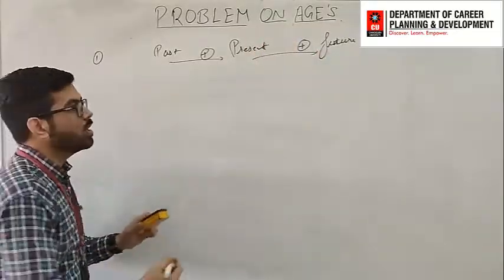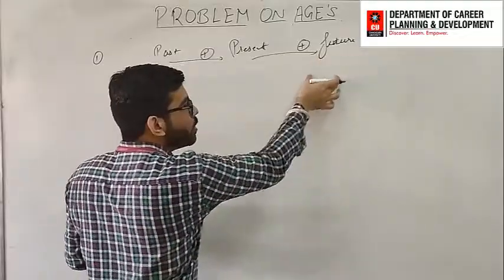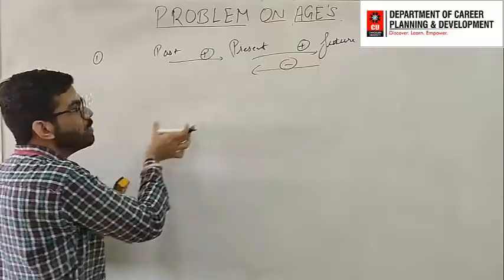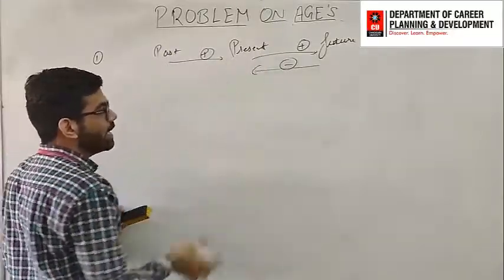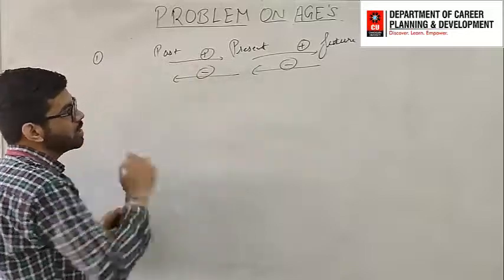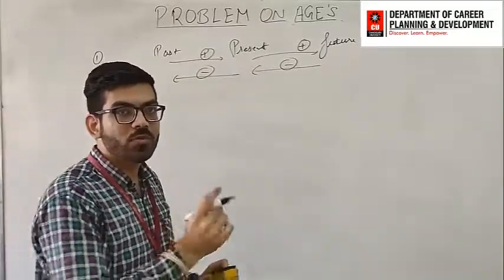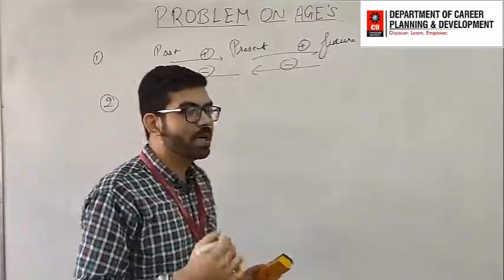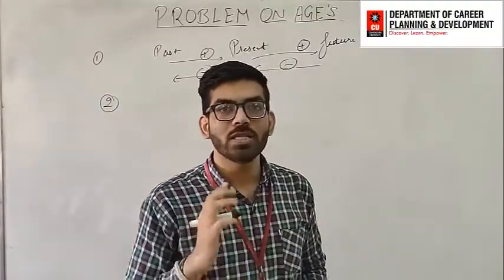Vice versa, if the future age is given and you have to go back to the present age, then you have to subtract the numbers. In a similar way, when the present age is given and you have to go back to the past age, again you have to subtract the numbers. This was the first thing. And the second thing is that the difference between the ages of two persons is always the same.